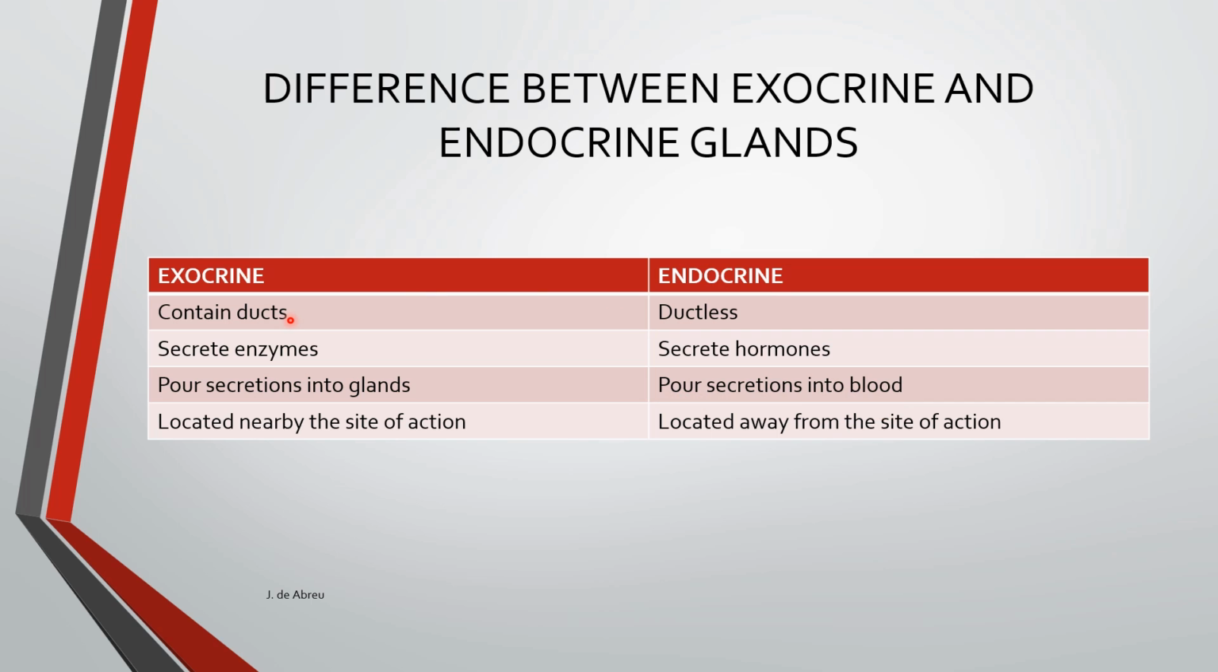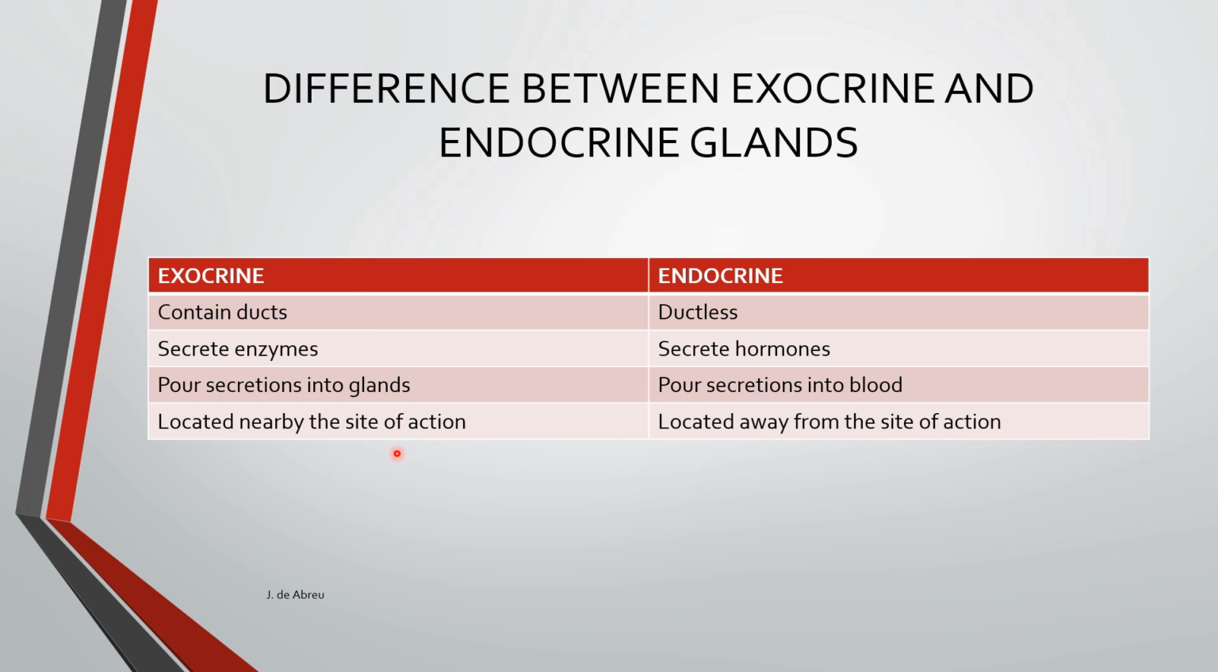The exocrine glands transport their secretions via ducts, so they contain ducts. Endocrine glands don't use ducts, they use the bloodstream, so they are ductless. Exocrine glands secrete enzymes, whereas endocrine glands secrete hormones. Exocrine glands pour their secretions into ducts, whereas endocrine glands pour their secretions into the blood. And then exocrine glands are located nearby the site of action, whereas endocrine glands are located away from the site of action. And why this is the way it is, is because ducts are only so long.